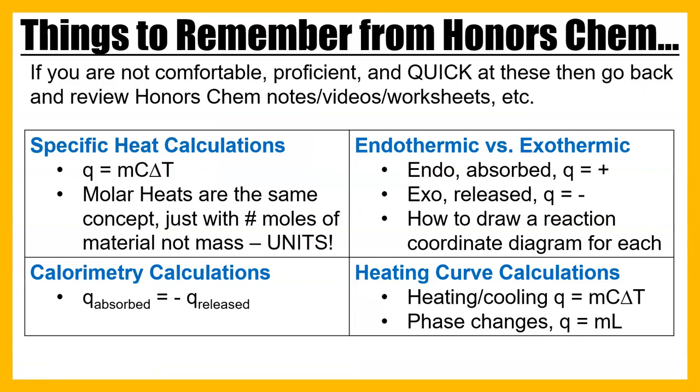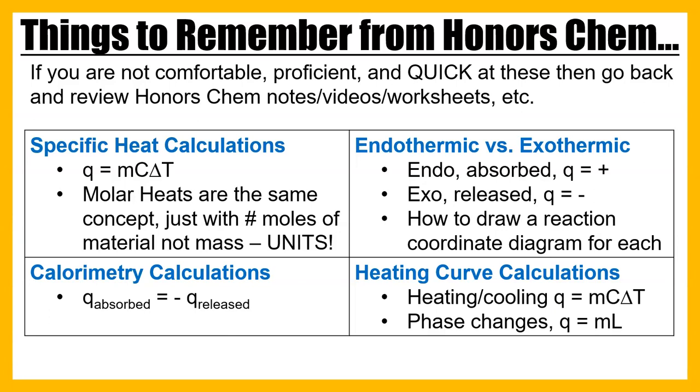Here you can see some of the big things we learned in Honors Chem. We learned about specific heat. We learned how to do MCAT calculations. Depending on the year and depending on who your teacher was, you should have learned a little bit about molar heat, which is the same type of thing as specific heat, but instead of using grams, we would use moles. We learned about endothermic and exothermic reactions. We learned about drawing reaction diagrams for each. One of them starts lower and ends higher. One starts higher, ends lower.